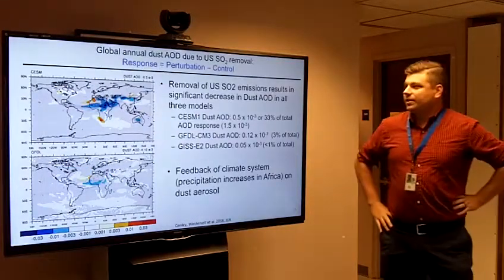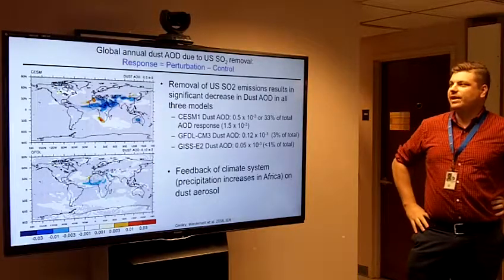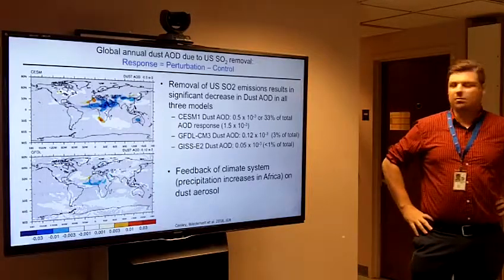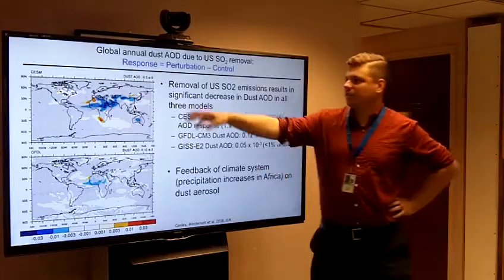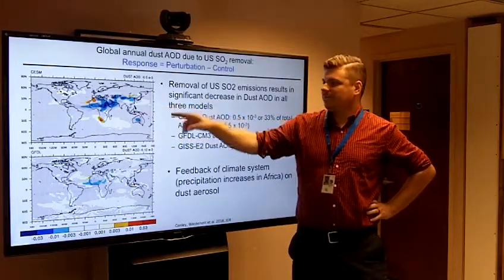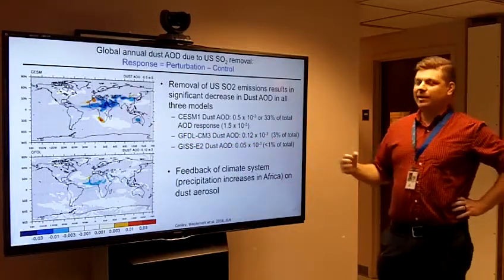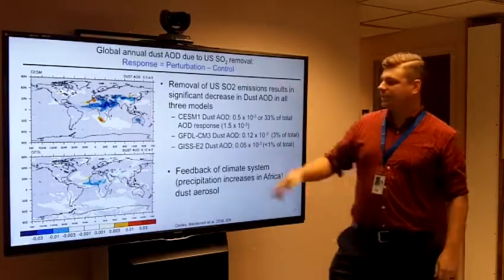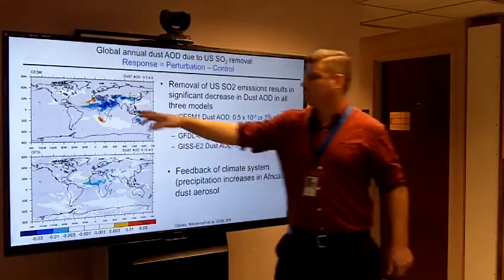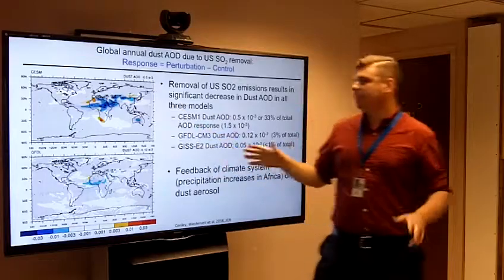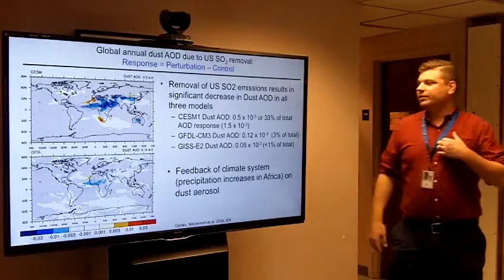One thing that we found that was kind of interesting in the AOD realm was that dust AOD actually is affected by this removal of US SO2 in a statistically significant way. What I'm showing here is just two of the models right now, the CESM NCAR model and the GFDL CM3, showing the dust AOD only in response to that removal of SO2. Especially in CESM, you get statistically significant changes in dust over parts of Africa, parts of the Middle East, northern China, basically some of the dustier regions, and the middle of Australia as well. You get these interesting changes.